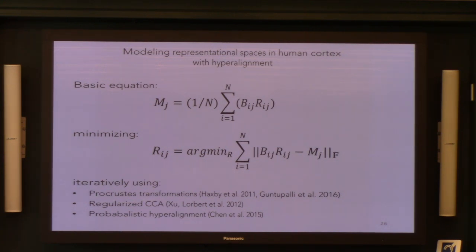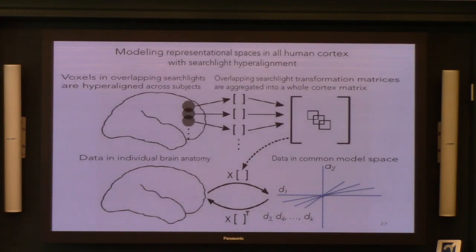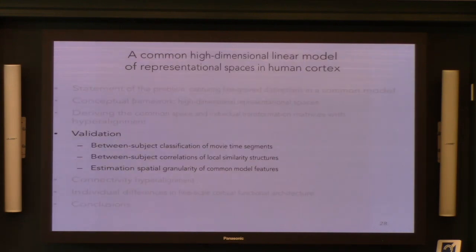Now, as I said, we use the Procrustes transformation in our work, but our friends at Princeton have derived other algorithms that can be used to calculate these transformation matrices, such as regularized canonical correlation analysis and probabilistic hyperalignment. And these also work well. So there's nothing about the Procrustes transformation that is dogmatic, and we continue to search for better ways of deriving these matrices. And then we make a whole brain matrix by aggregating the transformation matrices for local hyperaligned models. I won't get into the details of that now.